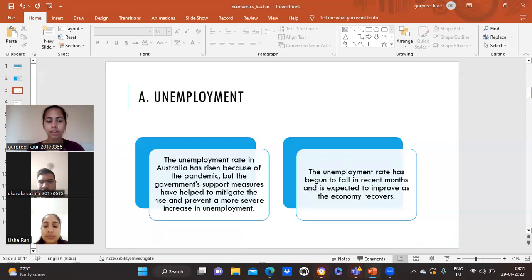And these policies have an impact on the following: unemployment, inflation, and output level. First, unemployment. The unemployment rate in Australia has risen because of the pandemic, but the government's support measures have helped to mitigate the rise and prevent a more severe increase in unemployment. The unemployment rate has begun to fall in recent months and is expected to improve as the economy recovers.